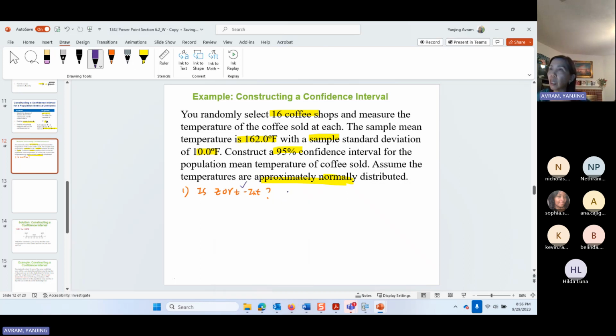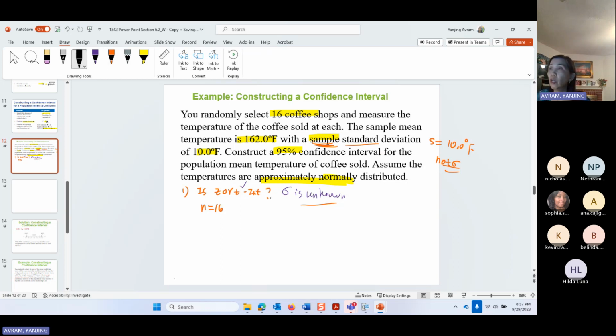Why is this a T interval? Because sigma is unknown. Look at it: the standard deviation is from the sample. This is a sample standard deviation, so this is s, not sigma. So sigma is unknown. And then we look at the n here, which is only 16. So we're using the T interval. Usually the sample size for a T interval is a little bit smaller.